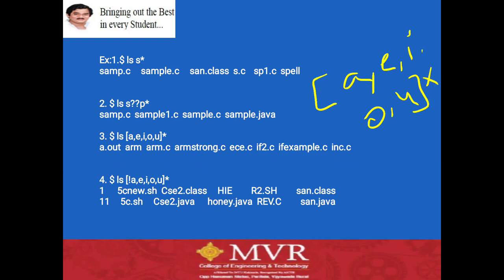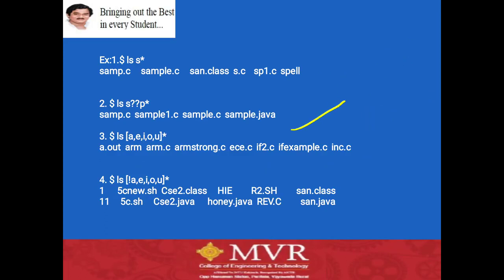And then the fourth one is not. The same example I have taken here, like the third example, but I have used an additional thing, that is not, the exclamation mark. So this will display all the files which don't start with a or e or i or o or u, because it is quite opposite to the third one. It won't display any file which is starting with either a or e or i or o or u.